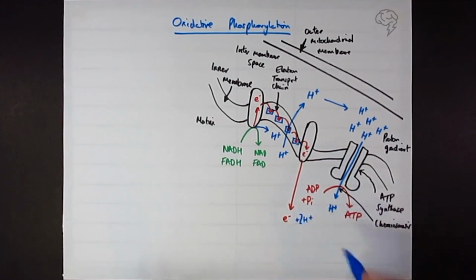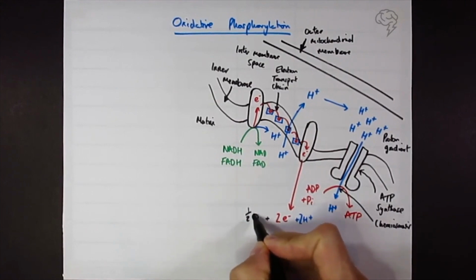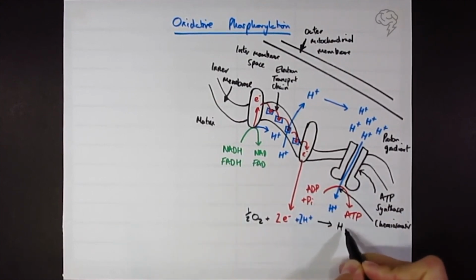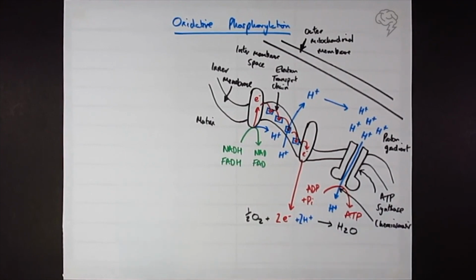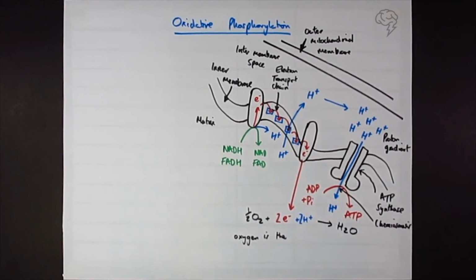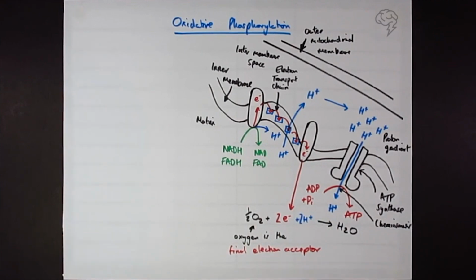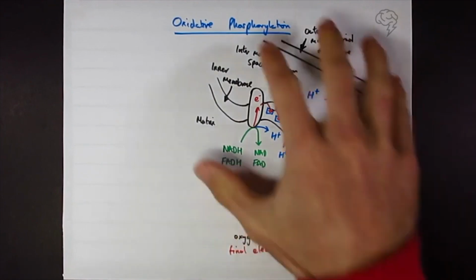In fact, let's put some numbers in here. There's 2 hydrogens, 2 electrons, and we're going to make... So these are our products. We've got ATP and H2O, and the most important thing we can say here is that oxygen is the final electron acceptor. This is going to pick you up marks all the time, this little key phrase here, this sequence of key terms.